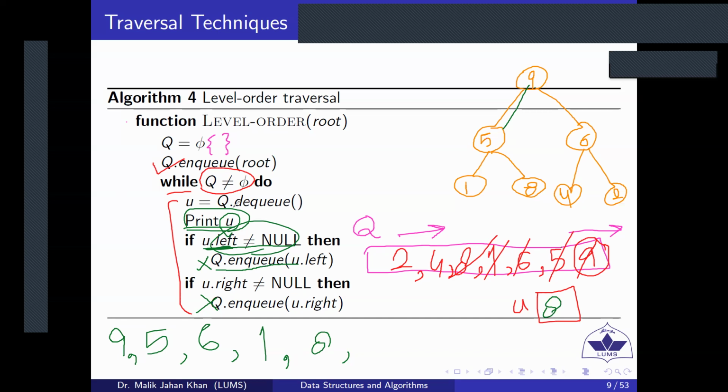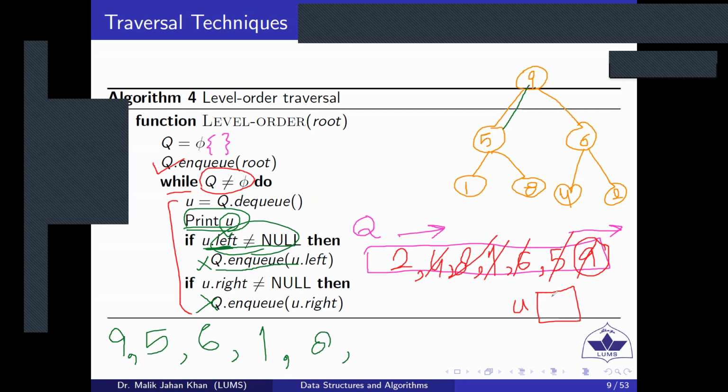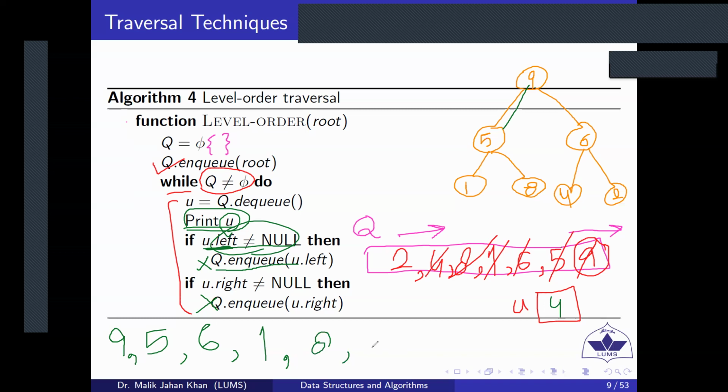We'll go back to start of the loop. We'll check the condition. Queue is still not empty. So we will dequeue another element. So 4 is dequeued. Once 4 has been dequeued, we need to overwrite U with 4. So it becomes 4 and it gets printed on the screen. We check its left and right sides, both conditions are false, so nothing is going to be enqueued.